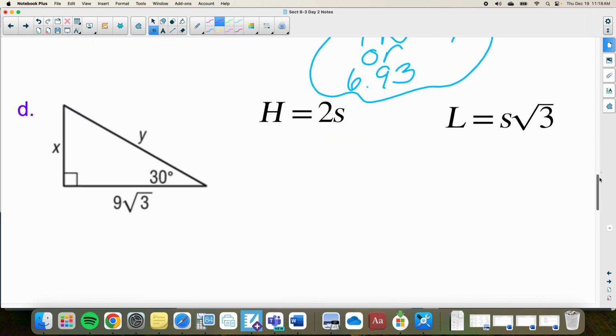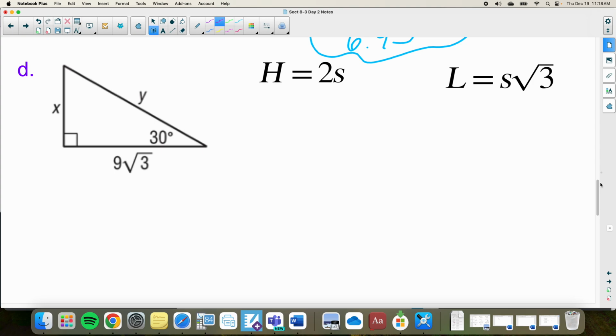All right, so now let's go to this one. And again, if that's 90 and this is 30, this is gonna be 60. Across from the 90 is gonna be my H, across from the 30 is S, across from the 60 is L. So again, in this one, we're given our L, so that means we go to the formula with the L and start there. So this is 9 root 3 equals, our S is X again, times root 3, okay?